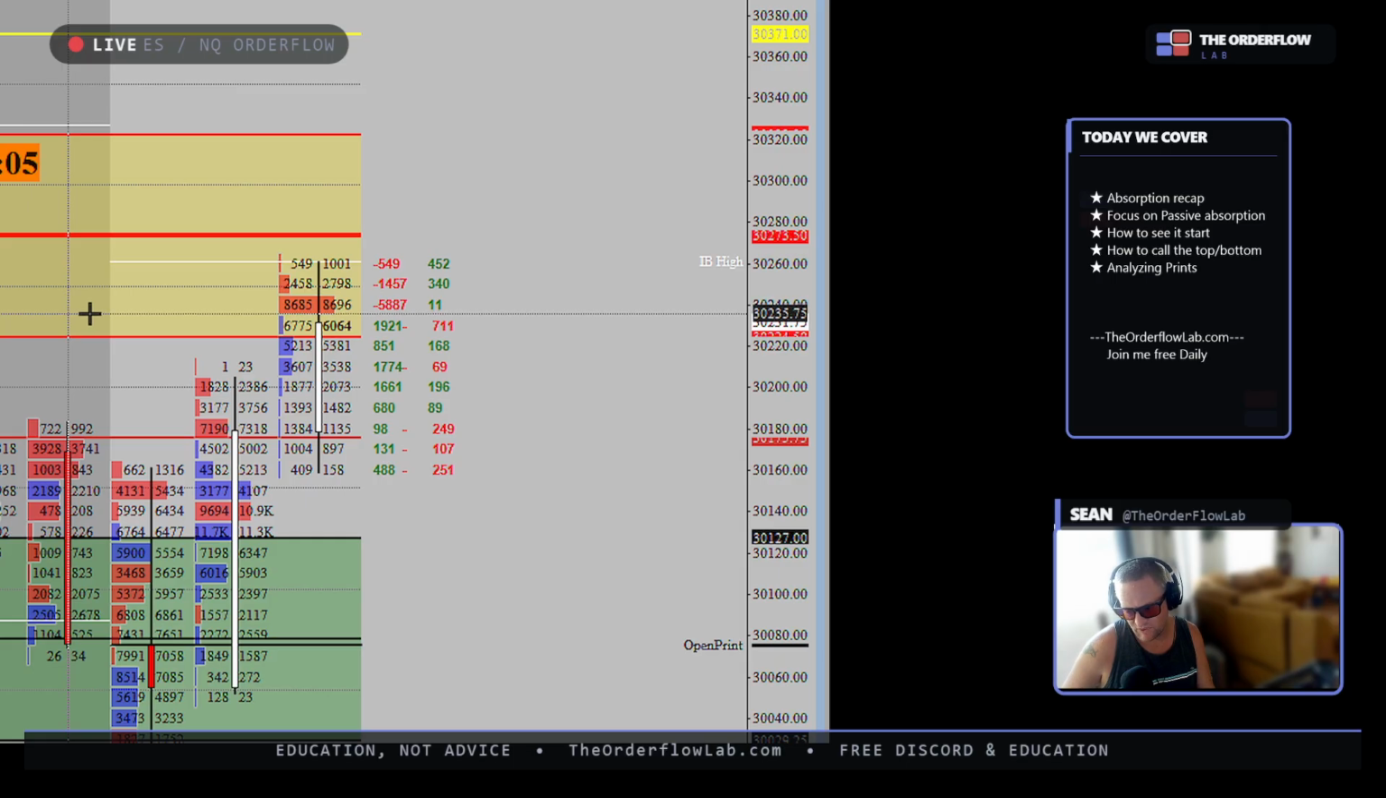8,696 contracts bought. 8,608. There's 10 contracts of difference. 11 contracts. This is how good the algos are. This is how good they are. But when you have the right tools, you can see what they're doing. I always say they have to transact.